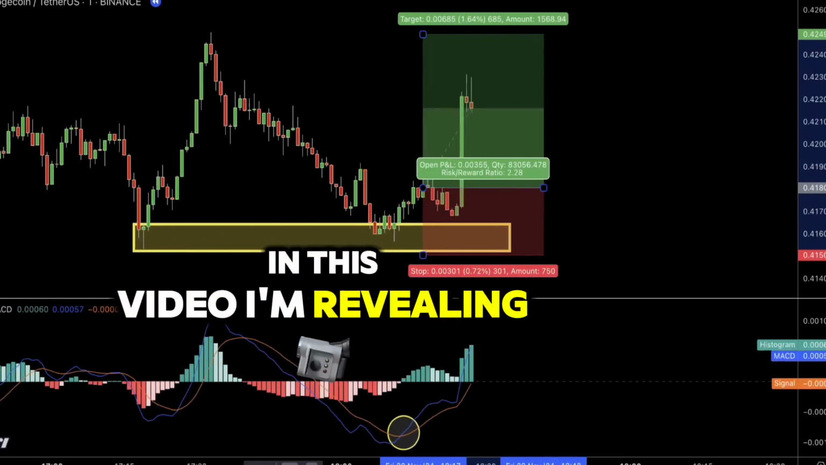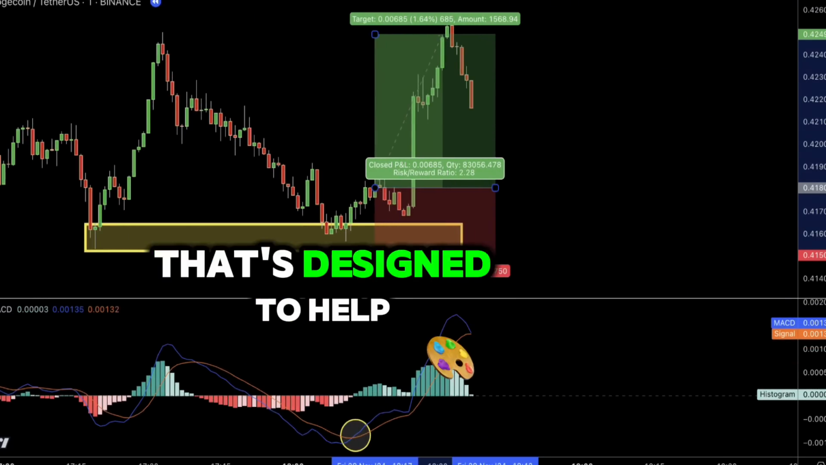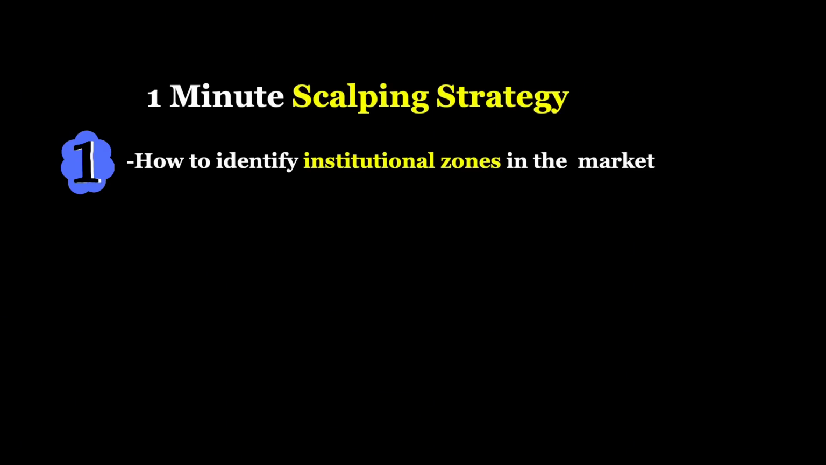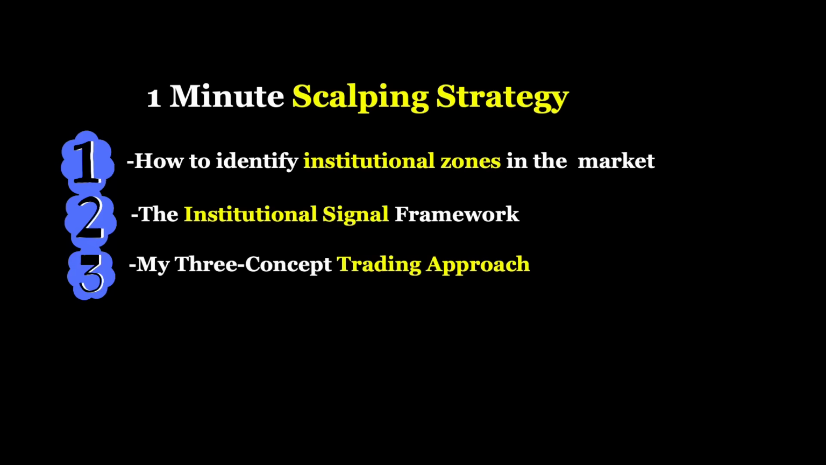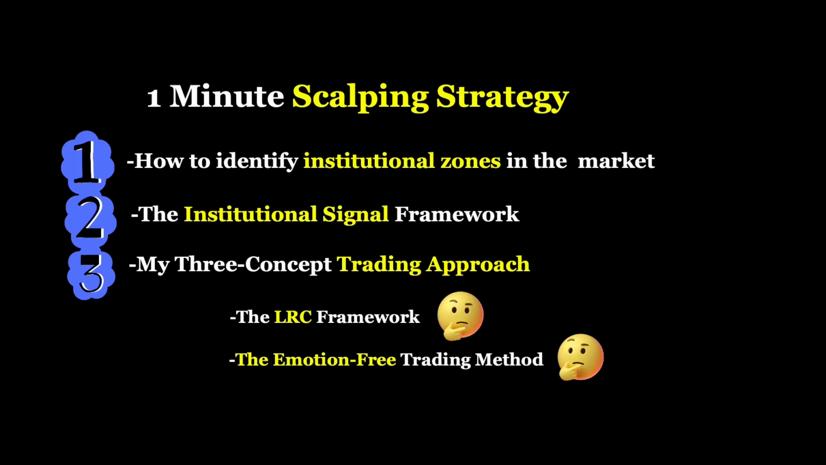In this video, I'm revealing a powerful 1-minute scalping strategy that's designed to help you trade like the pros. Here's what you'll learn: how to identify institutional zones in the market, the key areas where the big players make their moves, the institutional signal framework, a proven method to pinpoint high-probability trades with precision. Plus, I'll introduce my 3-concept trading approach, which includes the LRC framework, a simple yet effective way to read and predict market momentum, the emotion-free trading method, a mindset shift to eliminate hesitation, overtrading, and fear.